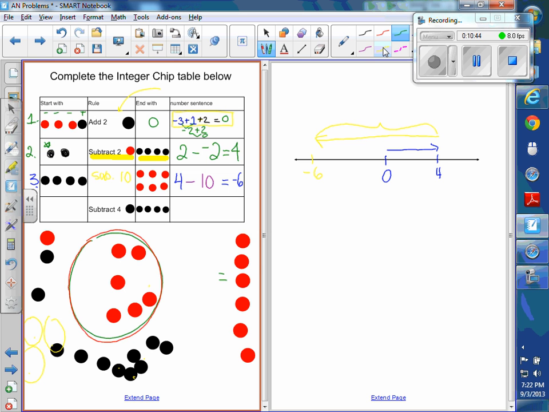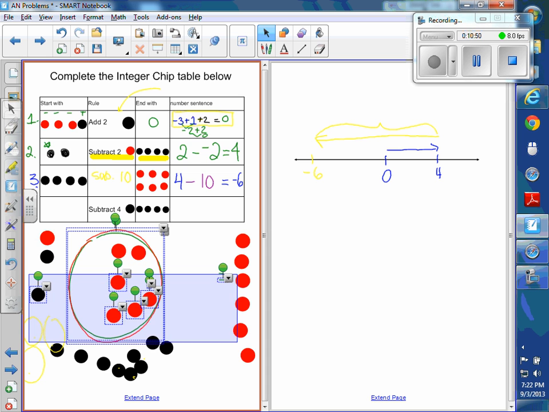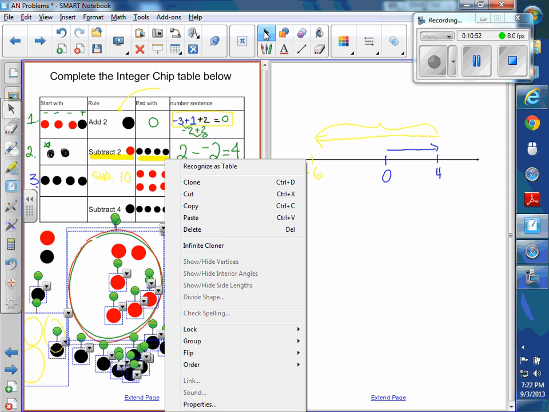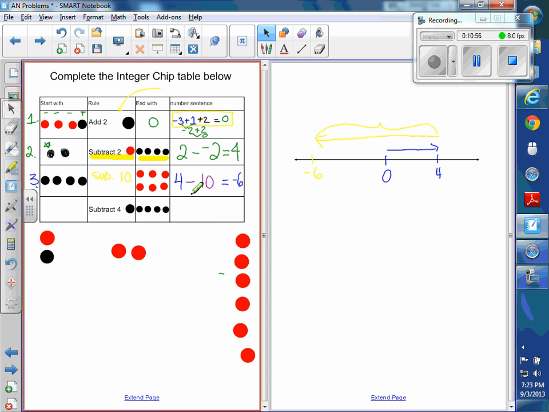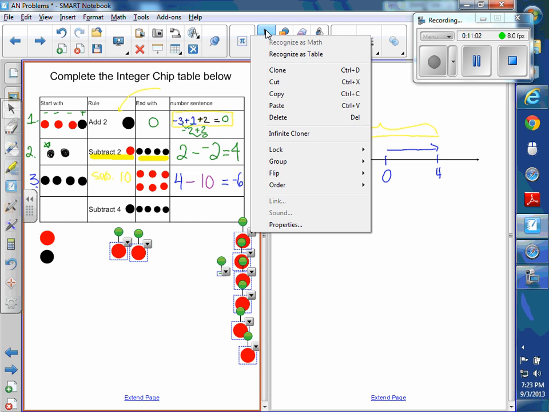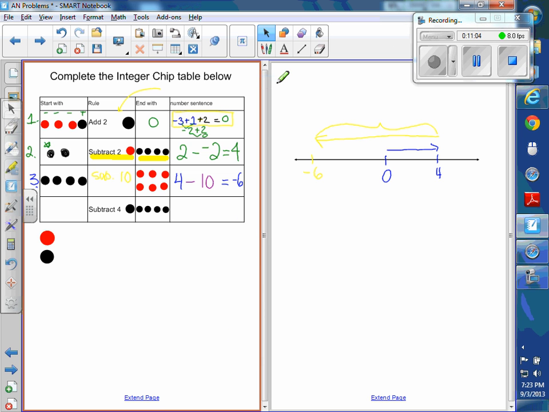So what you want to do with an integer table like this is pick the strategy that helps you the best to fill in the table. So you don't have to do the number line and the chips. You just have to come up with the number line or the chips in your thinking so you can correctly fill out the table.